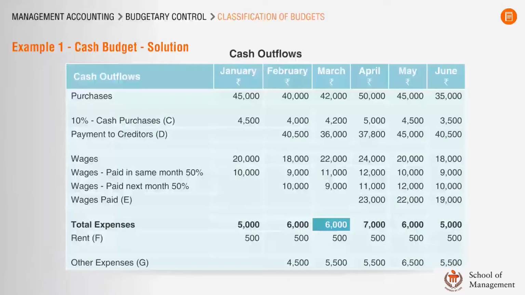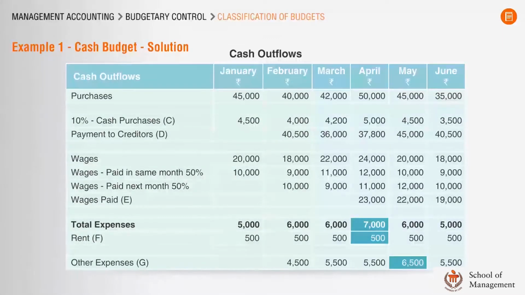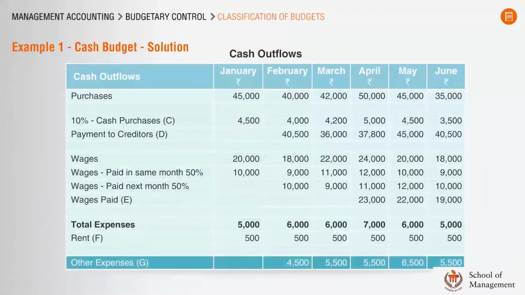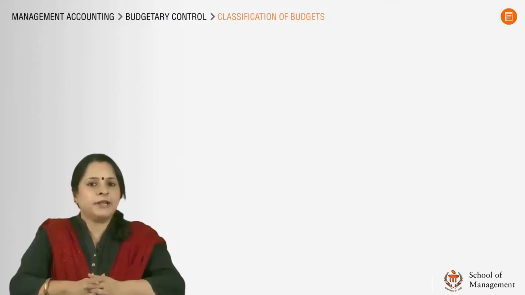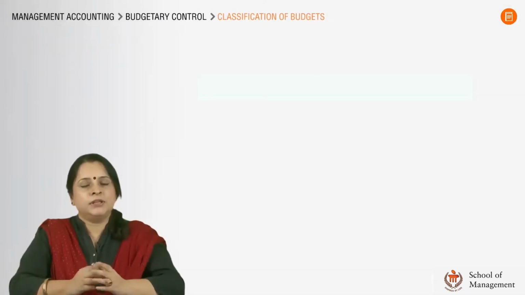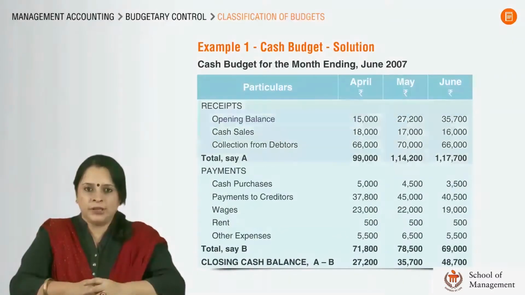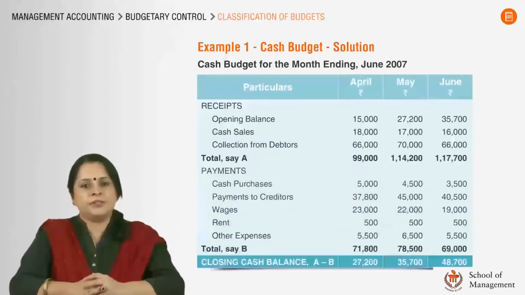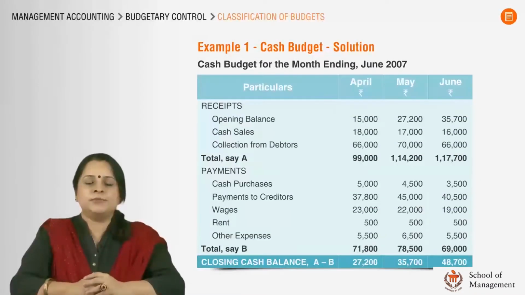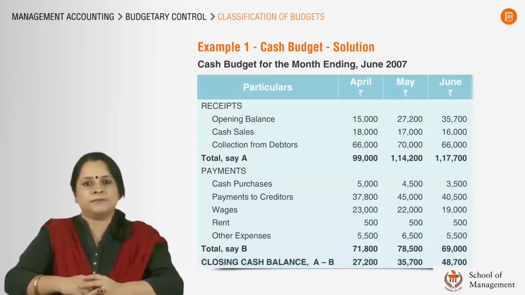So, expenses of March minus rent would be paid in the next month, that is April, and this is 5,500 rupees. Expenses of April would be paid in the month of May to the tune of rupees 6,500 and so on. These expenses are tagged as G in the statement shown on your screen. Now, if you plug in all the cash inflows and cash outflows, this is what the cash budget would look like. The opening cash balance plus all the inflows minus cash outflow represent the closing cash balance, which becomes the opening cash balance for the next month.